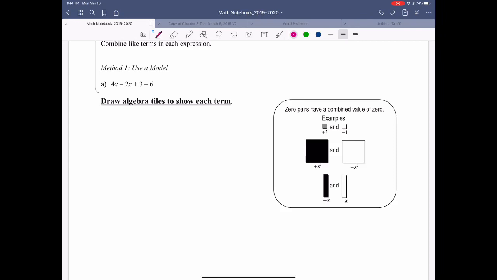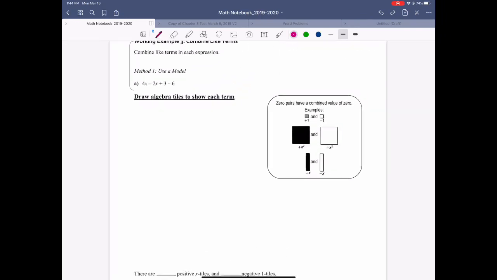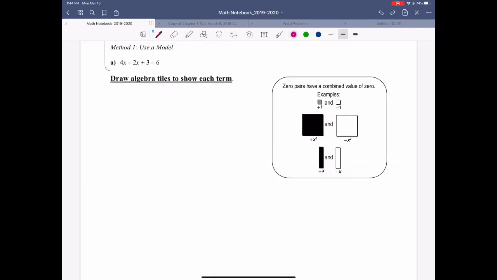Use algebra tiles to show each term. You know how to use algebra tiles already. Some of you really, really love using it. So let's solve this one here. If you know how to combine like terms already, you might want to combine this to 2x and combine this to -3. But before doing that, let's model it using the squares first, okay?